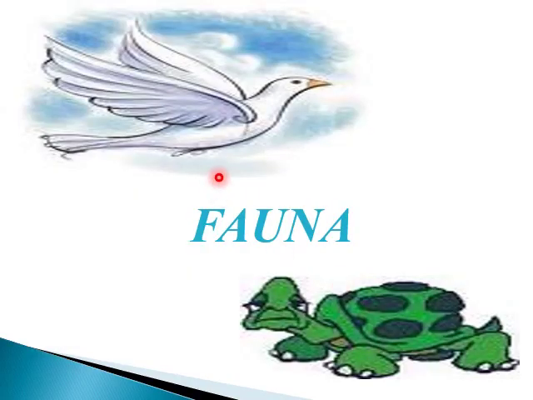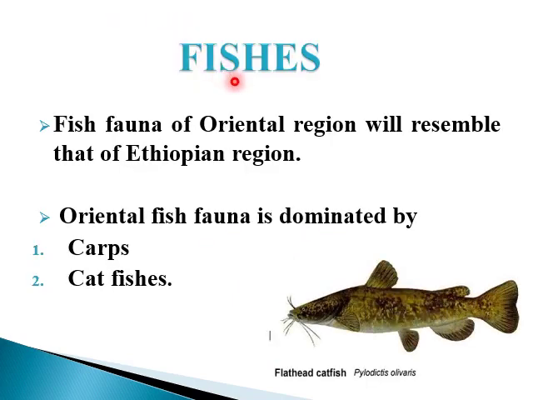Dear students, now we are going to discuss the fauna of the overall region. If we talk about the fauna of the Oriental region, firstly we will discuss the fishes, which are the first animals of the vertebrates. The fish fauna of the Oriental region resembles the fish fauna of the Ethiopian region. The Oriental fish fauna is basically dominated by carps and catfishes.